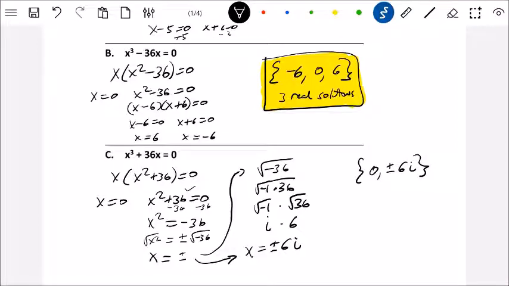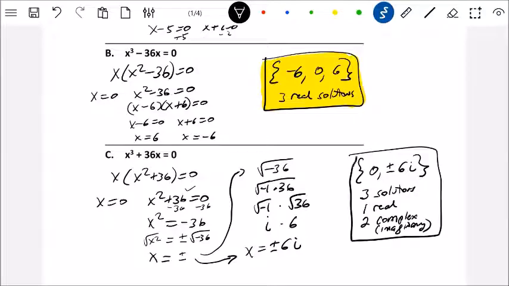Usually the imaginary numbers go after the real numbers when we do a solution set. So this is 3 solutions. 1 is real, that's the 0, and 2 are complex. Which is also, we can just simply say it's acceptable to say imaginary. So 3 solutions of the types being 1 real and 2 complex.